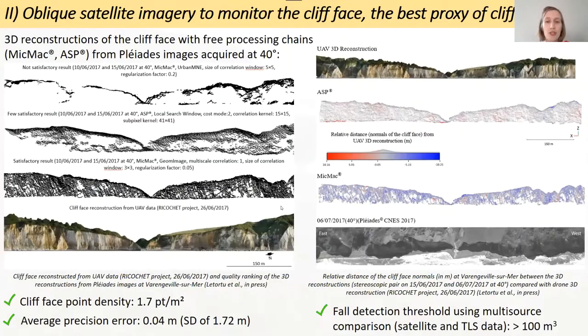So thanks to free processing chains, we managed to reconstruct in 3D the cliff face from Pleiad images acquired at 40 degrees. We reach a cliff face point density of 1.7 points per square meter with an average precision error of 4 centimeters. This value allows the detection of falls using multi-source comparison greater than 100 cubic meters, making it possible to observe 69% of the falls around the studied area.